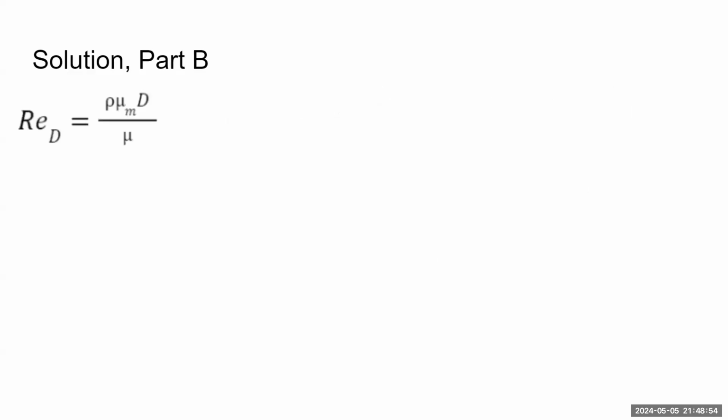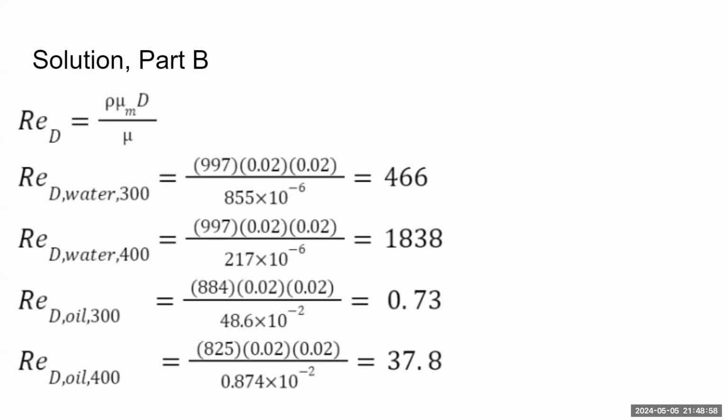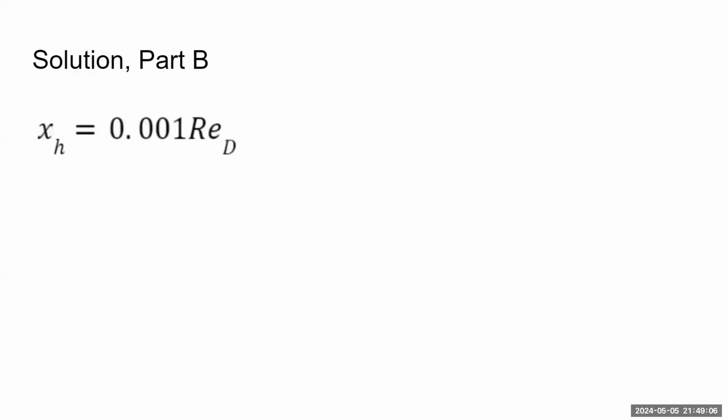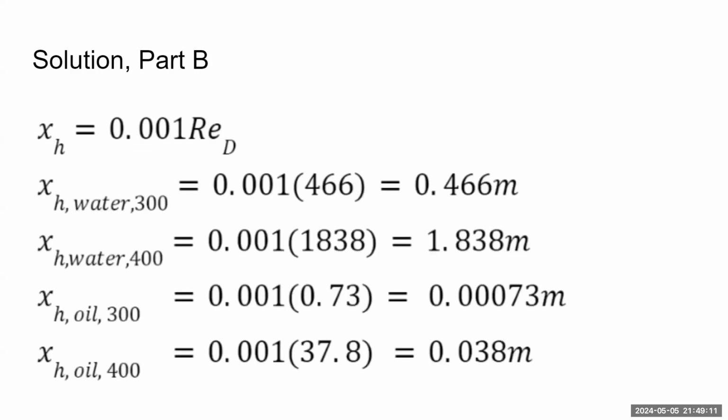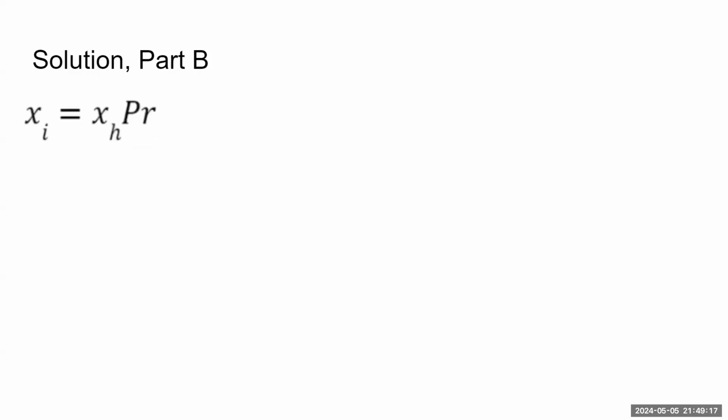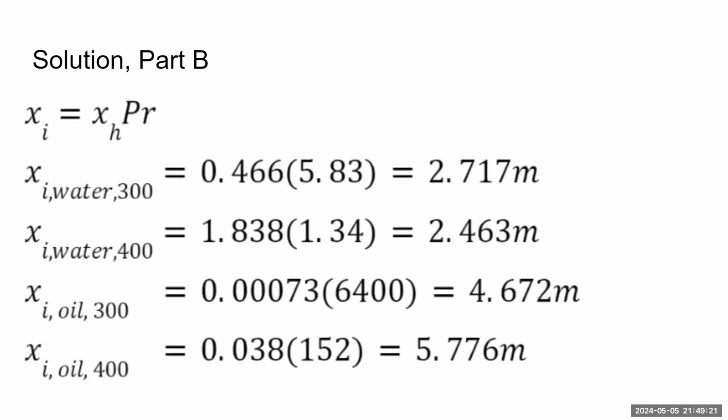Next, we'll again solve for the Reynolds number of each fluid. This time, we need to solve for water at each temperature because the fluid viscosity changes. Now we can solve for our hydrodynamic entry lengths for each of the two different temperatures. And finally, we can solve for our thermal entry lengths using the same method as before.